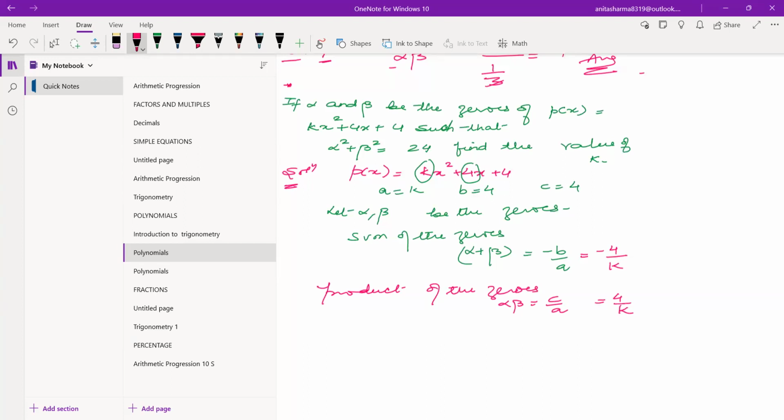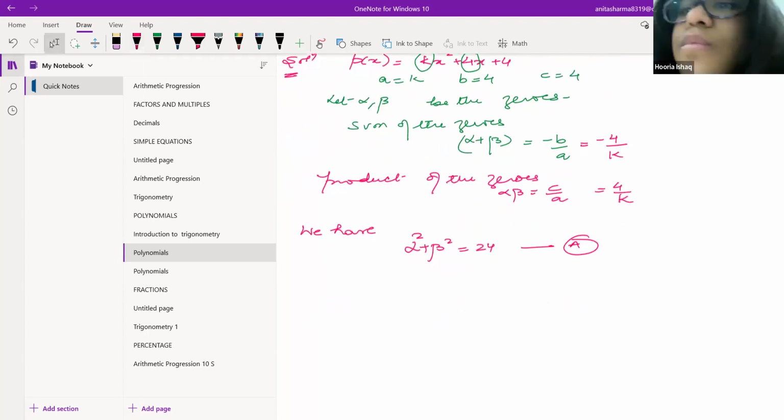In each and every question of zeros, if a statement like 'alpha and beta be the zeros' is written, then you have to write the values of a, b, c. Then you find the sum of the zeros and then the product of the zeros. After that, we have been given alpha square plus beta square is equal to 24. Let us mark this equation as A or 1, whichever you want.